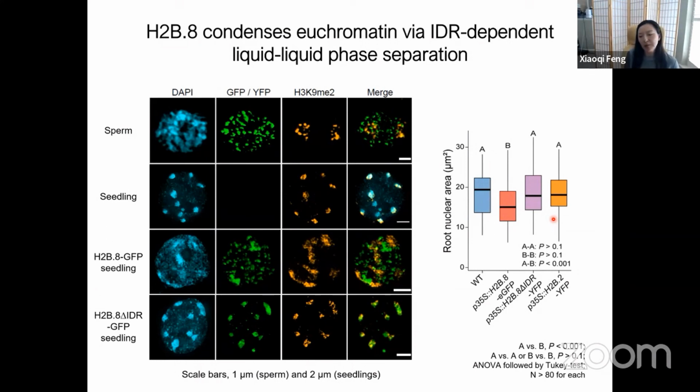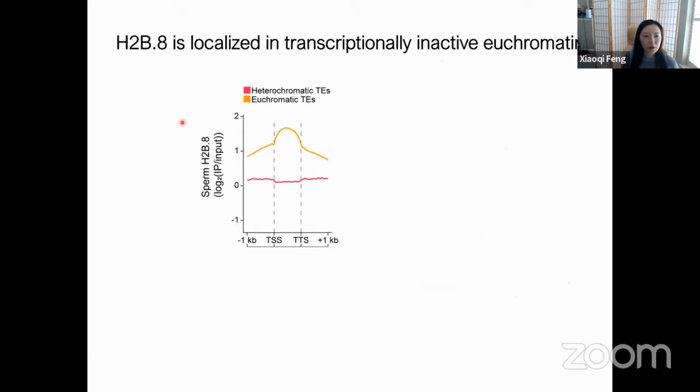And indeed, I'm not showing you here, but we found H2B.8 undergoes phase separation in vitro and in vivo, and both require the presence of the IDR. So next, we really wanted to know what these foci that are condensed and aggregated by H2B.8 are. So to do this, we performed H2B.8 ChIP-seq in sperm.